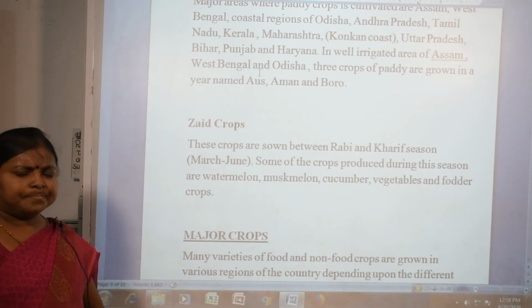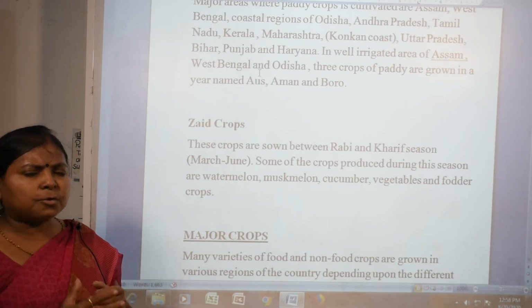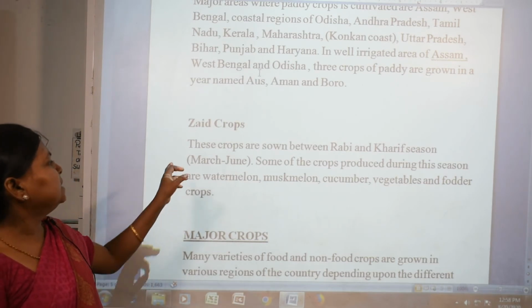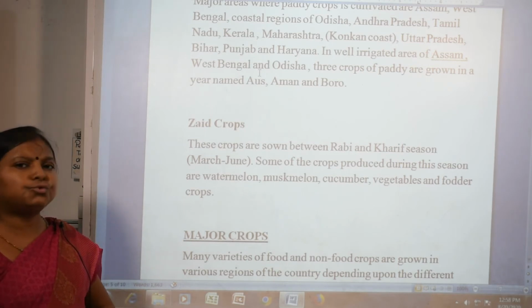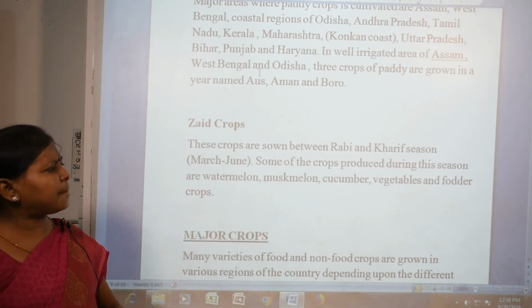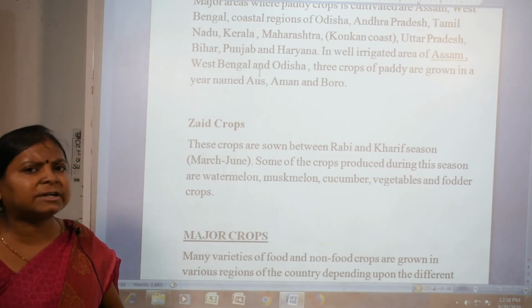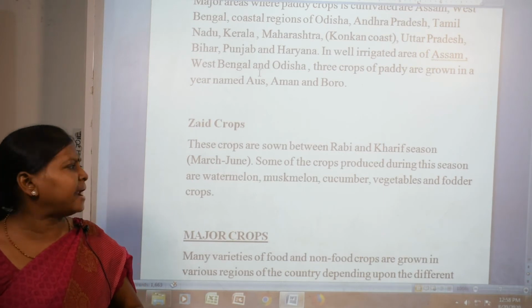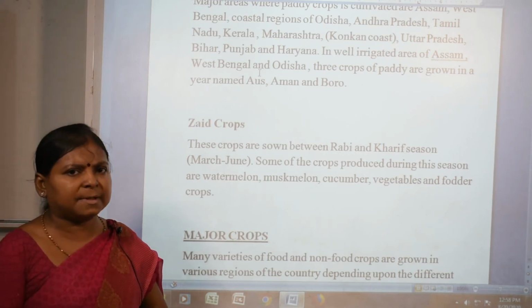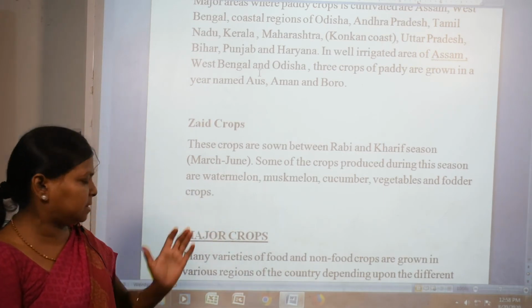Zaid crops. These crops are grown during the summer season. These crops are sown between the Rabi and Kharif seasons, March to June. Some of the crops produced during these seasons are watermelon, muskmelon, cucumber, some vegetables and fodder crops for animals. These are grown during this season.